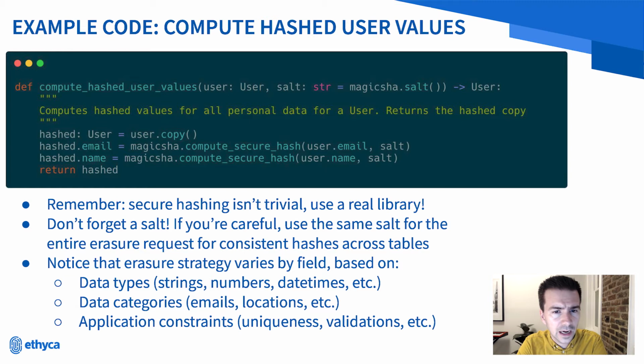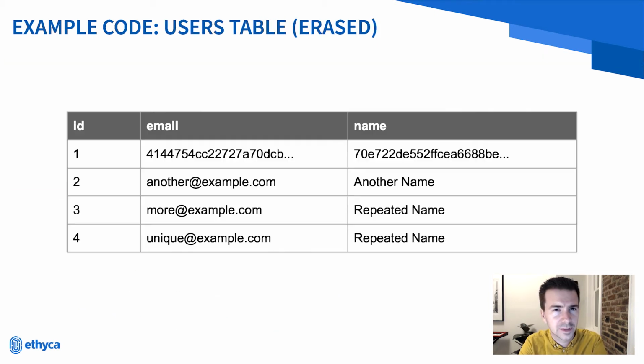Lastly, just notice how we're having to write custom code for this user row instead of relying on some kind of generic database routine, right? This is highlighting that erasure strategies need to vary depending on the underlying data types, like strings or numbers or timestamps. And it also has to vary based on the category types. Like you may need to treat emails and names differently from something like address information or whatever other kind of constraints your application may provide, like uniqueness, etc.